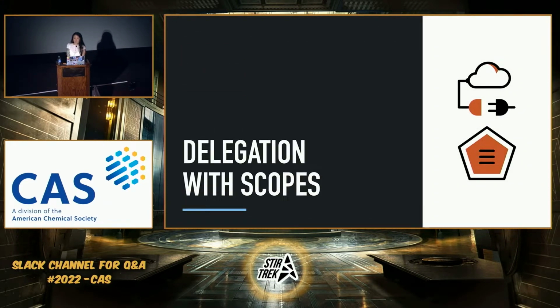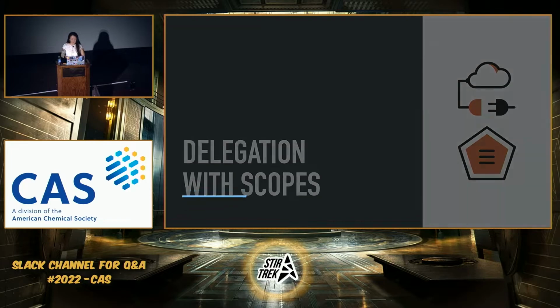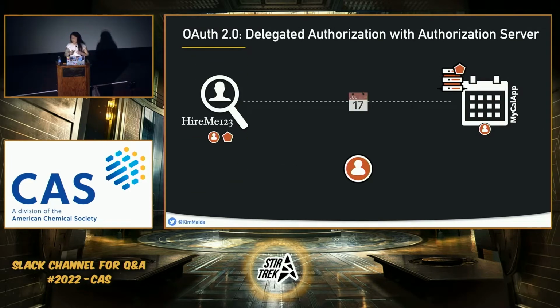But when we're dealing with delegated authorization, how does the API know what level of access it should give the application that asked it for resources in the first place? Well, we do this with something called scopes. So remember this part of the sequence. We only want HireMe to create calendar events with the MyCal API, but not do more than that.